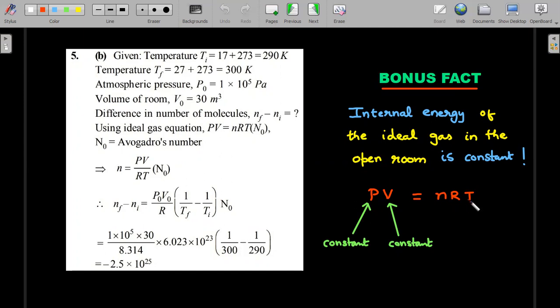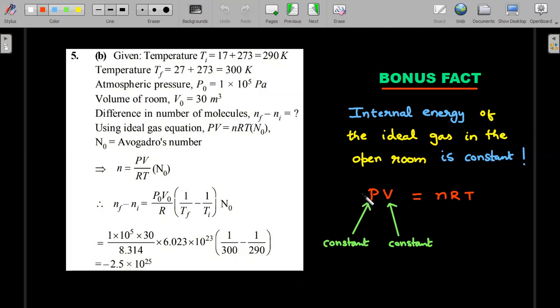You heat the gas more, its RMS velocity increases, and therefore more molecules will escape the room, and therefore N will reduce. So the product of N and T remains constant as long as P and V individually are constant. Okay, so in such a scenario, you would realize that internal energy of the ideal gas in the open room remains constant because it would be related to not individually N or T, but the product of NT, or product of PV for that matter, right?